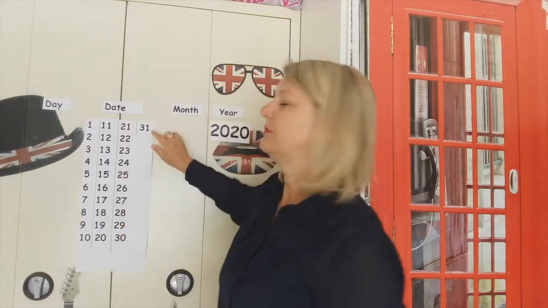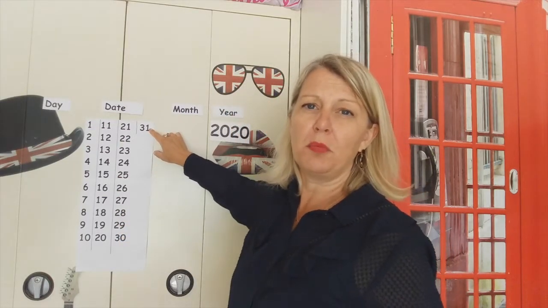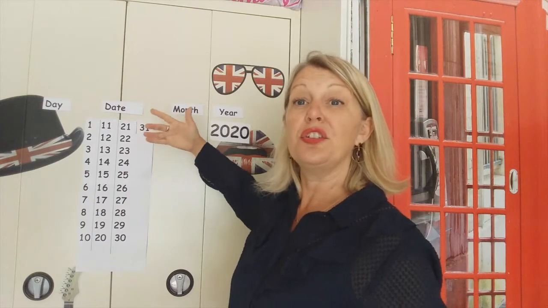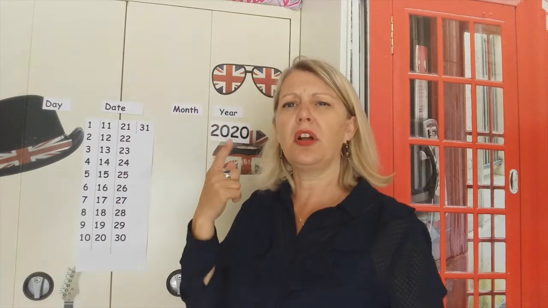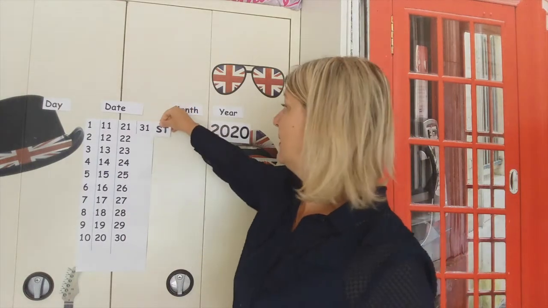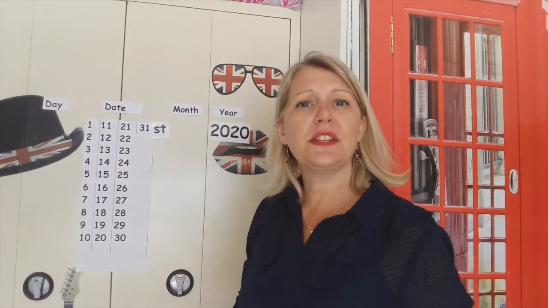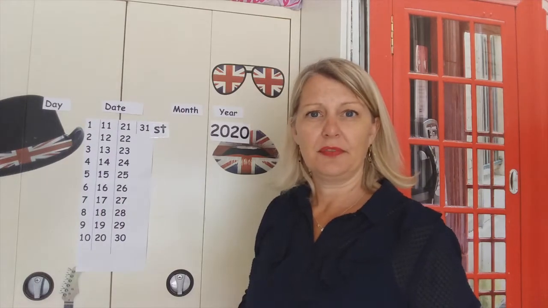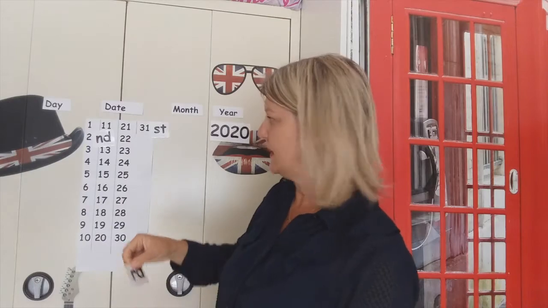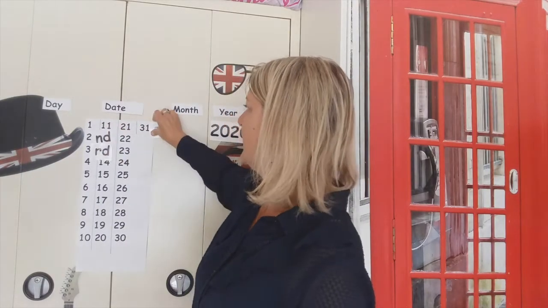And for some months, pour quelques mois, comme le mois de mai par exemple, il y a 31 jours. So we say 31, on entend the 1, donc on revient avec le ST, et ça fait the 31st. Okay? So that's very important when we're writing the date. C'est très important quand on écrit la date.